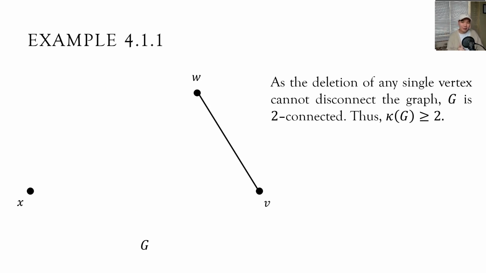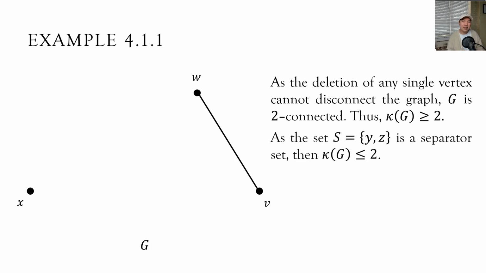Since the deletion of this set does result in more components, that tells me that S equal to {Y, Z} is a separating set or a vertex cut. Therefore, this tells me that kappa is at most 2. The connectivity is at most 2. So my lower bound is 2, my upper bound is 2. Therefore, my connectivity is exactly 2. So this is how we might consider it. This is for vertex connectivity.